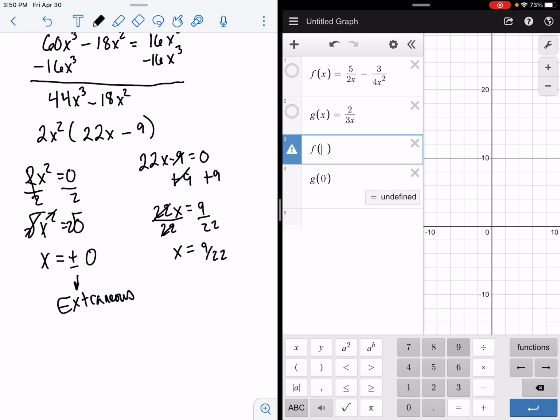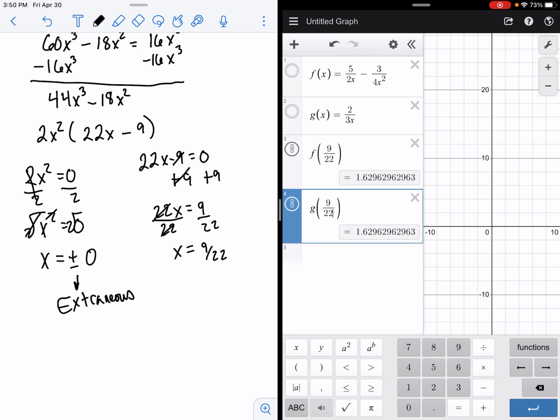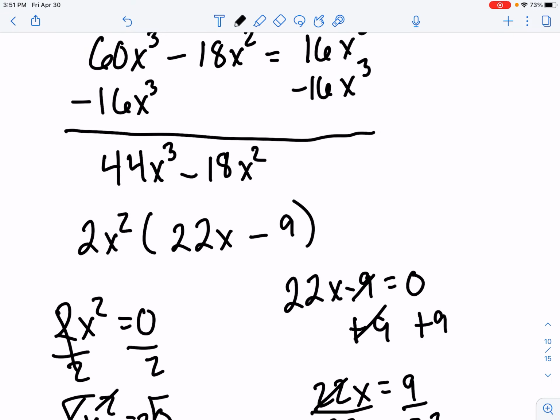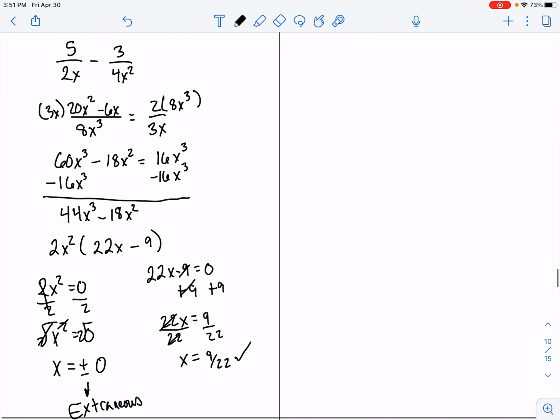I'm then going to test my other point, 9 over 22, and I get some value. And I'm going to try 9 over 22 for g of x as well. And if you notice, both of these values are the same. So 9 over 22 is a good answer. You do this for every one of these that you do by hand.